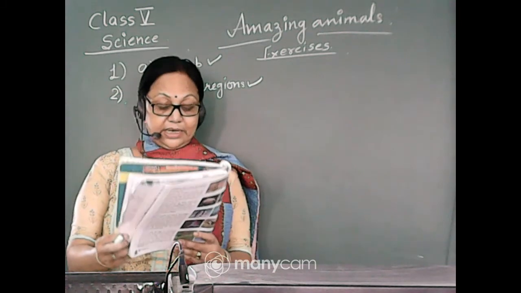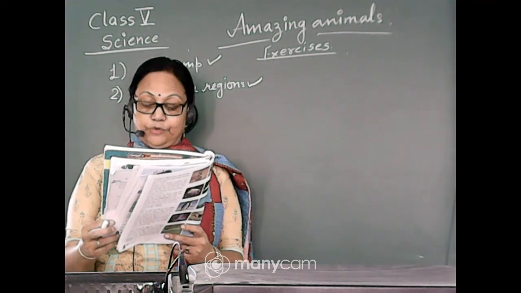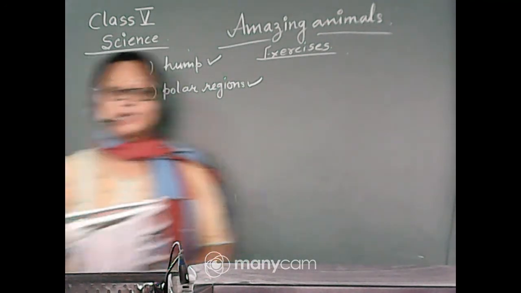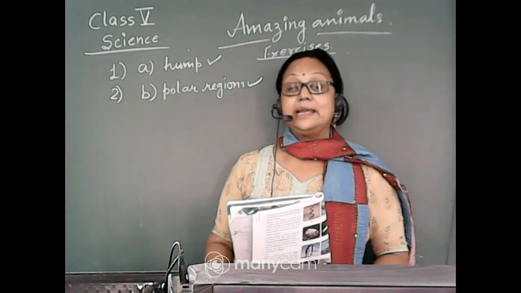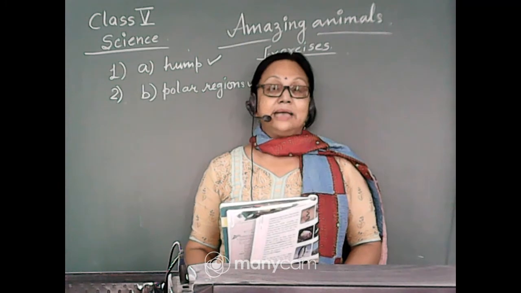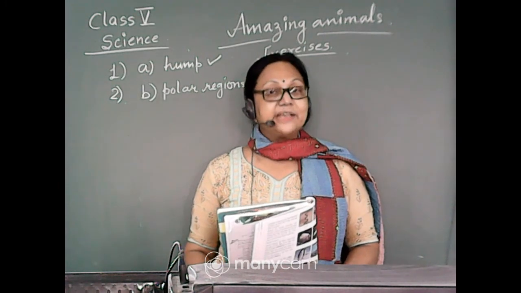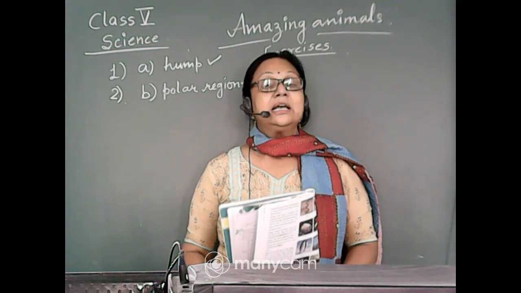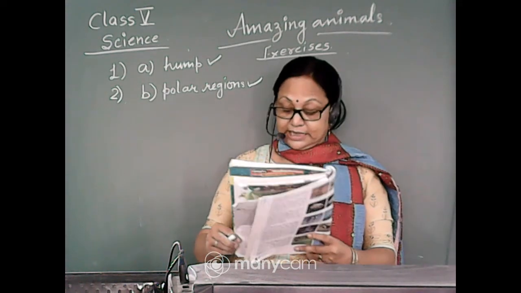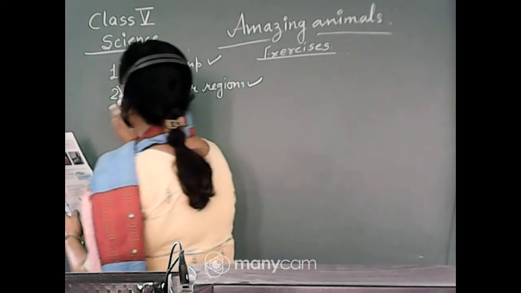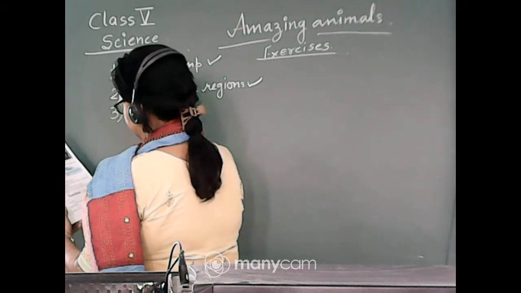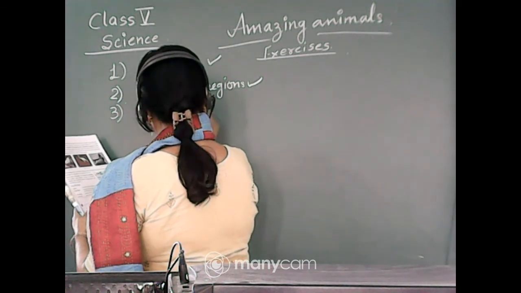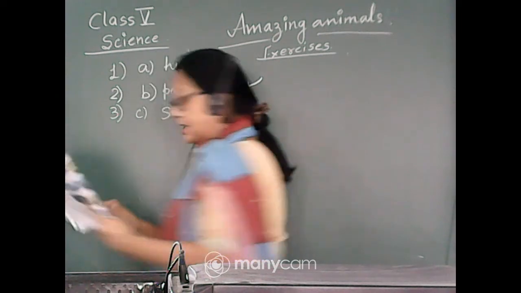Now the third one: which of the following animals moves with the help of its body scales? We know reptiles include snakes, crocodiles, and alligators, which are all given here. But alligators and crocodiles have small feet for their movement, while the snake is a reptile which takes help of its scales for movement. So the correct answer is snake. For the third statement, C is the correct option. You just tick the snake.